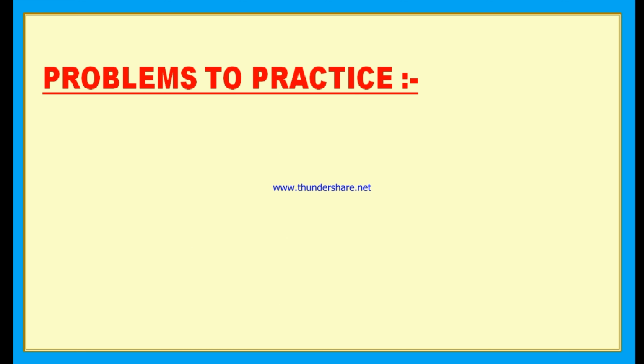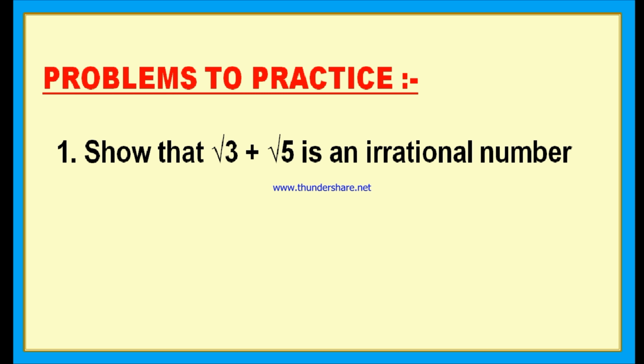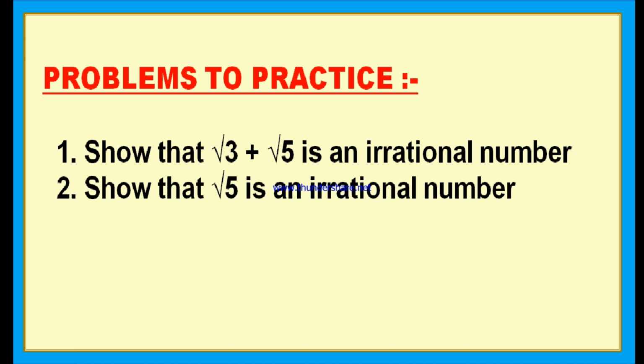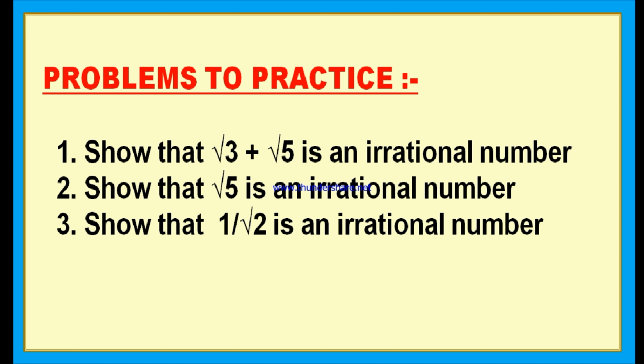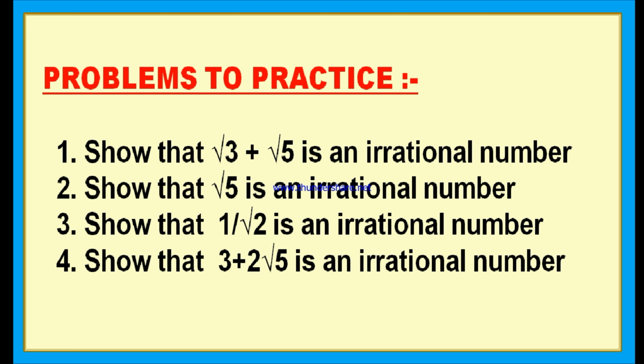Problems to practice. Show that root 3 plus root 5 is an irrational number. Show that root 5 is an irrational number. Show that 1 by root 2 is an irrational number. And show that 3 plus 2 root 5 is an irrational number.